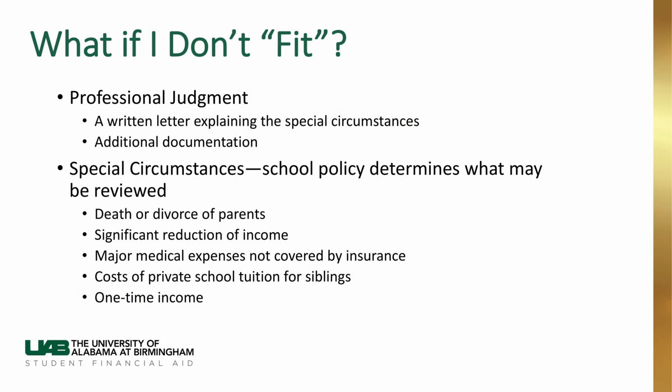There are unusual situations that occur, and schools do have the ability to use what's called professional judgment to make changes to a family's FAFSA information. We have to document it, we have policies and procedures that we have to follow, and all schools do things differently. For instance, some of the scenarios that we could address, as I mentioned, like the death or divorce of a parent, a significant reduction of income, those are the two that we see the most often.